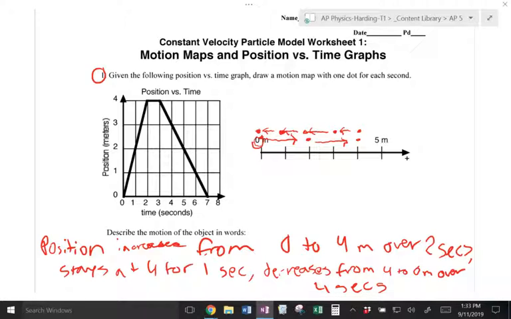You'd have to be a dummy not to see that it said 4 meters. Realize there's a lot of dummies. Stays at 4 for 1 second. Decreases from 4 to 0 meters. I just said meters every time. Lots of meters.